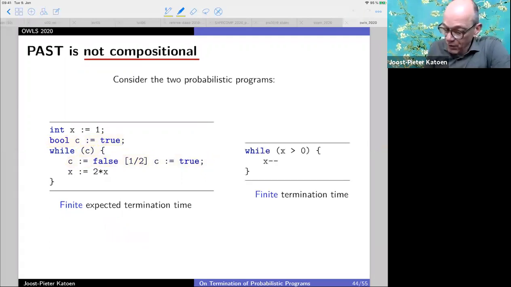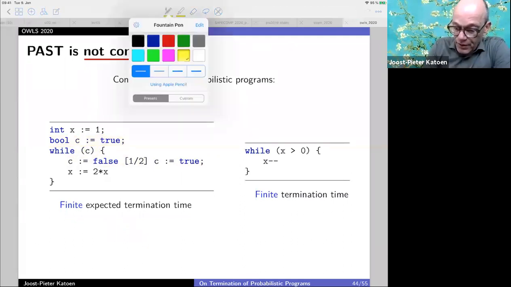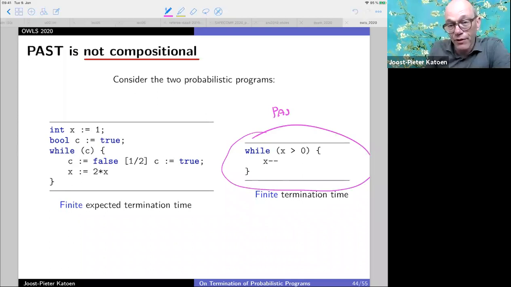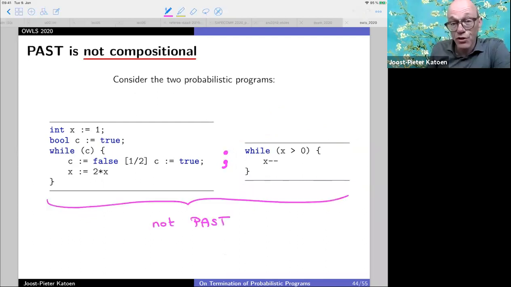Now let's look at the second program, which is the program on the right. That program is also definitely PAST, because we do not even flip a coin. The only thing that this program does is count down. Good. And now consider the sequential composition of these two programs. Here we have a program which is PAST. Here we have a program that is PAST.